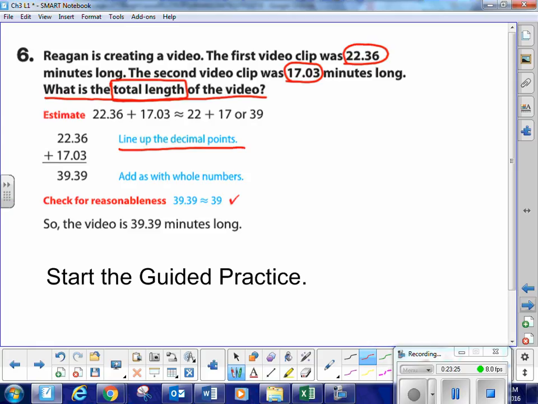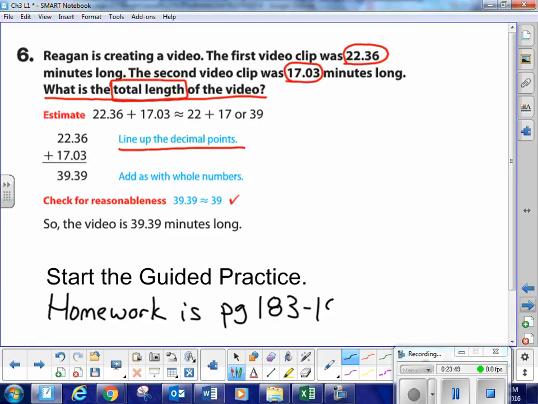If you're at home watching this, you need to start the guided practice if you didn't do the guided practice already. When you are done with the guided practice, continue on to the homework. The homework for this section is page 183, 184, all.